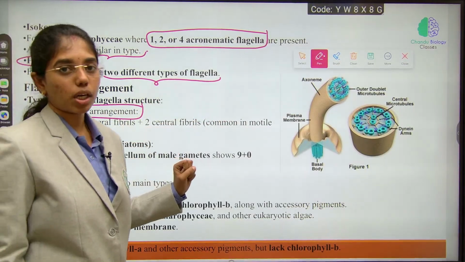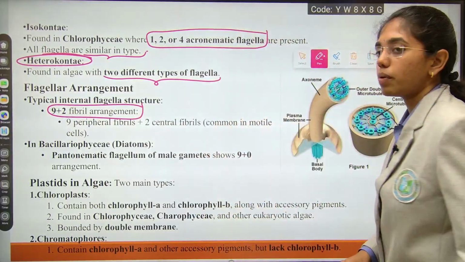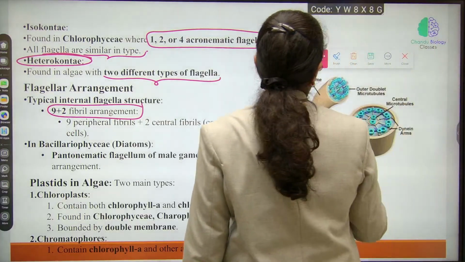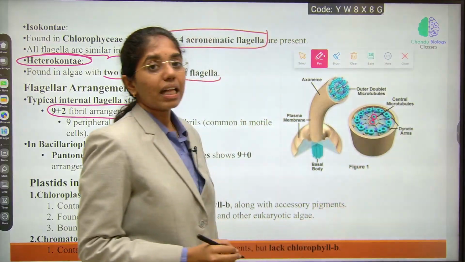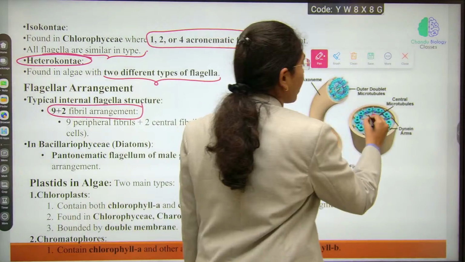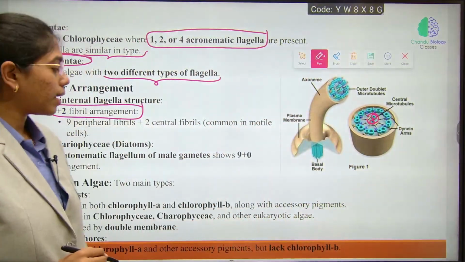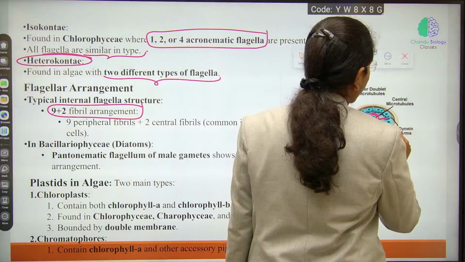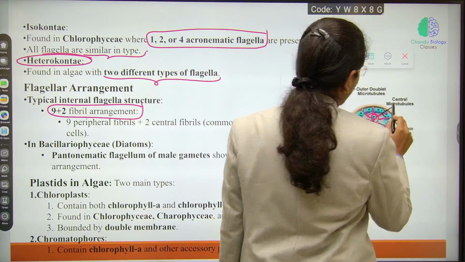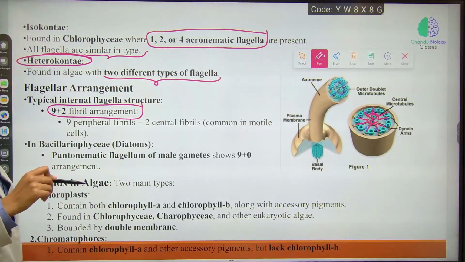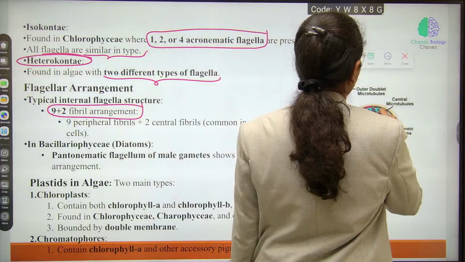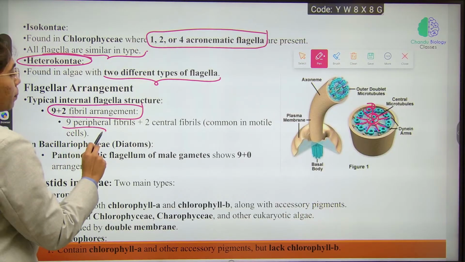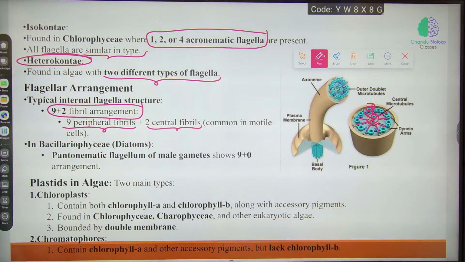Now we will dwell into the cell structure once. What is the 9+2 microtubular arrangement in flagella? At the center you have two central microtubules. These central microtubules are covered by a central sheath. To this central sheath we have 9 radial spokes. Each radial spoke has 2 peripheral microtubules, a doublet of peripheral microtubules. So we have 9 peripheral fibrils and 2 central fibrils, which are common in motile cells.